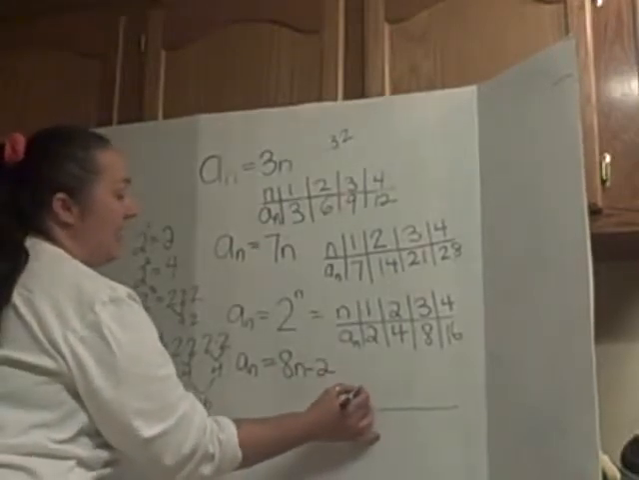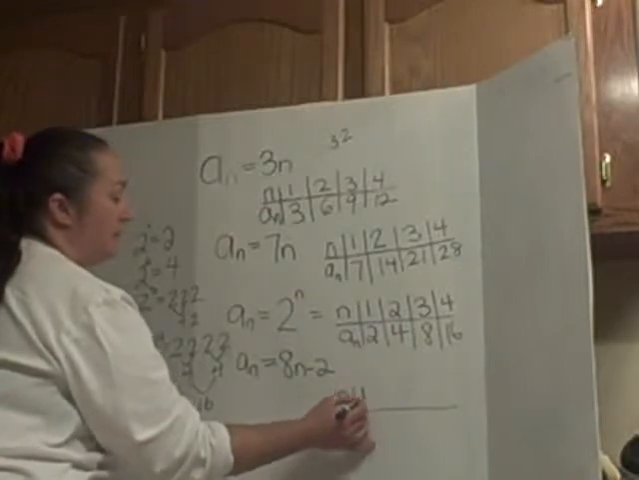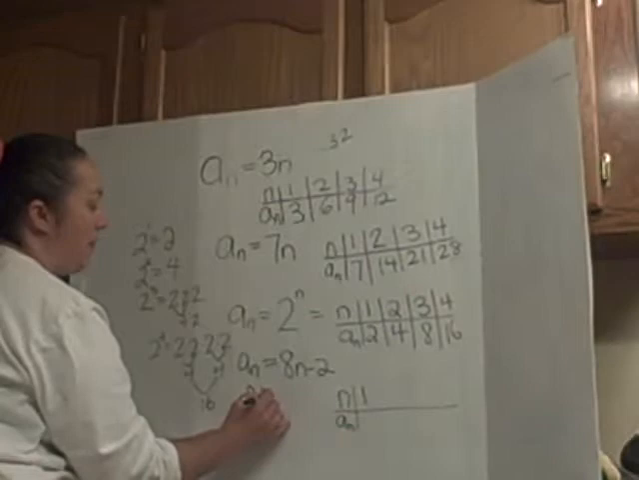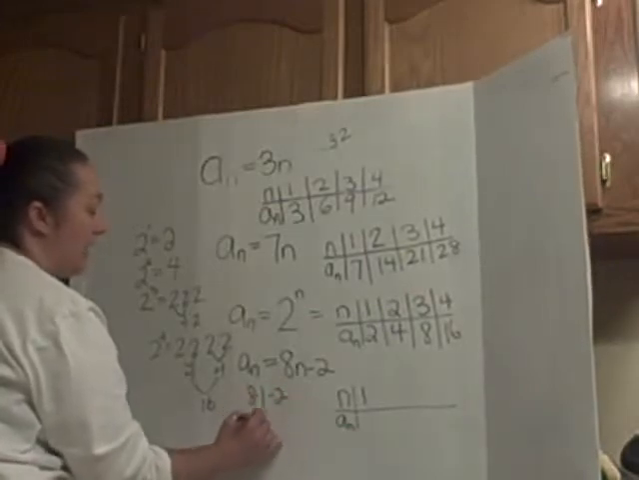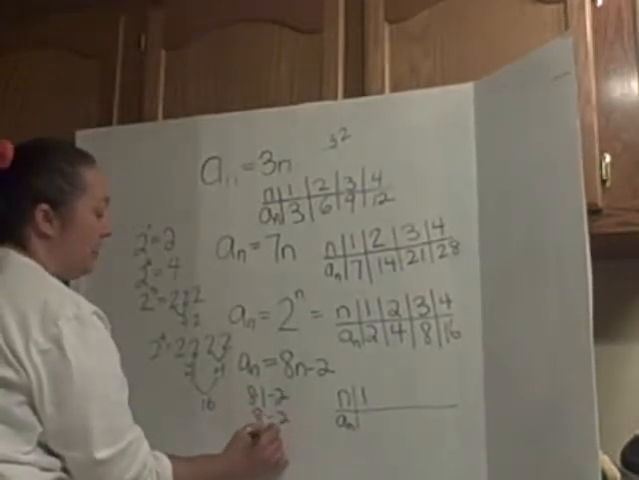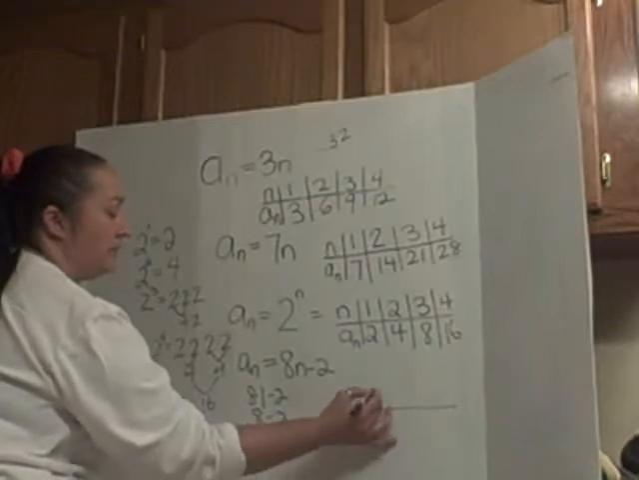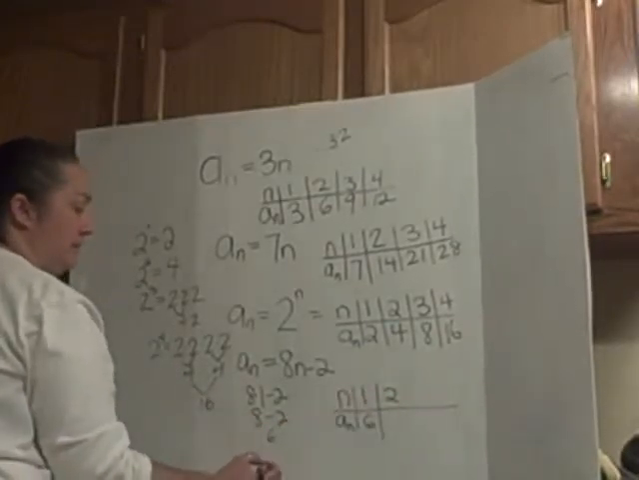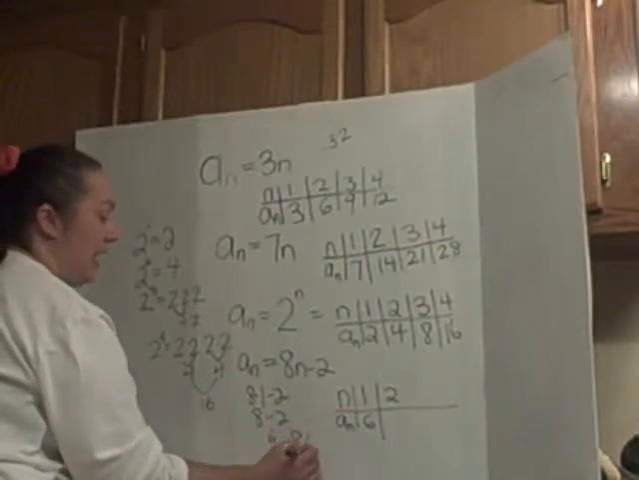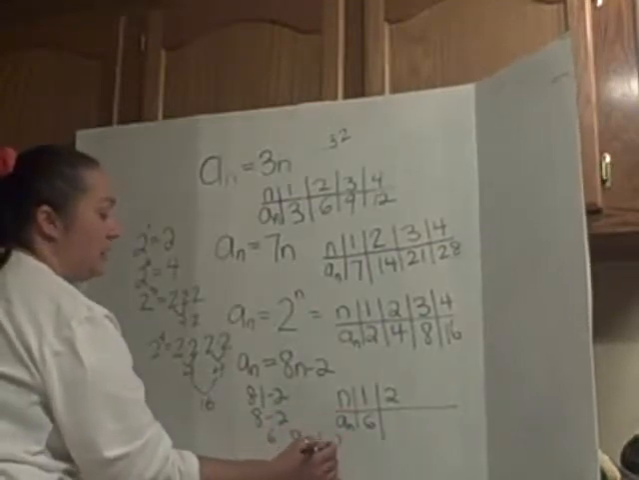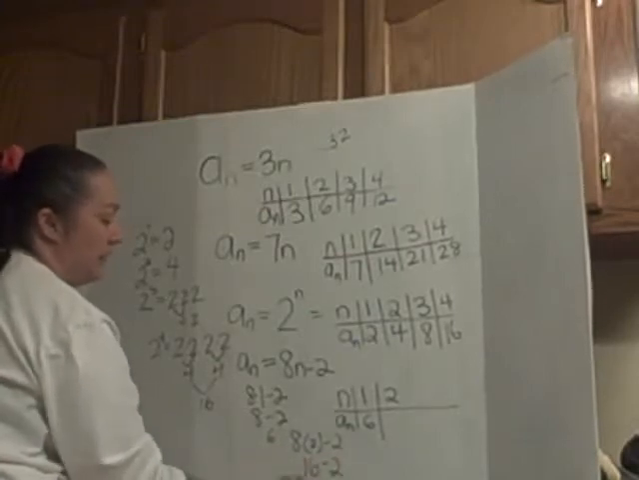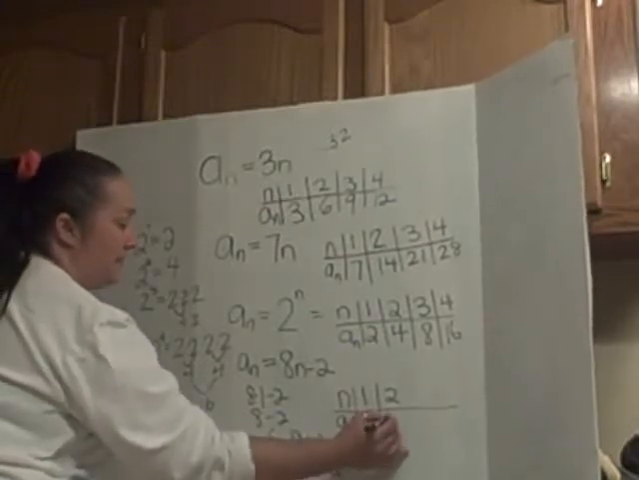So when I let n equal 1, this becomes 8 times 1 minus 2. 8 times 1 is 8. 8 minus 2 is then 6. When I let n equal 2, 8 times 2 minus 2 becomes 16 minus 2, which is then 14.